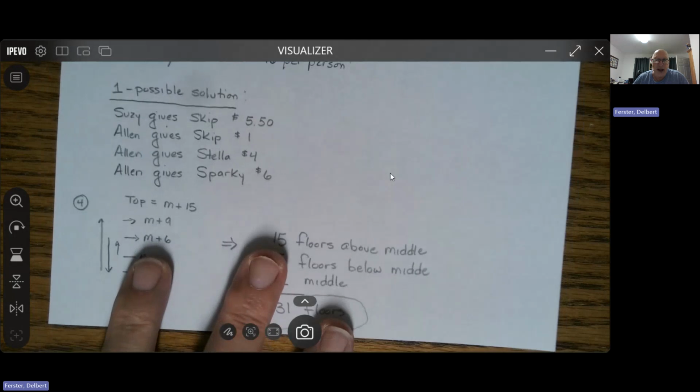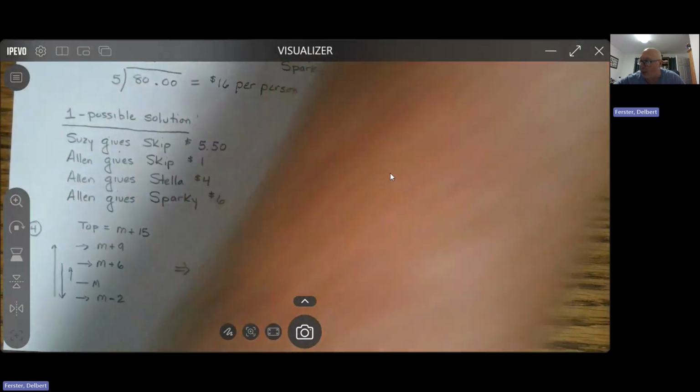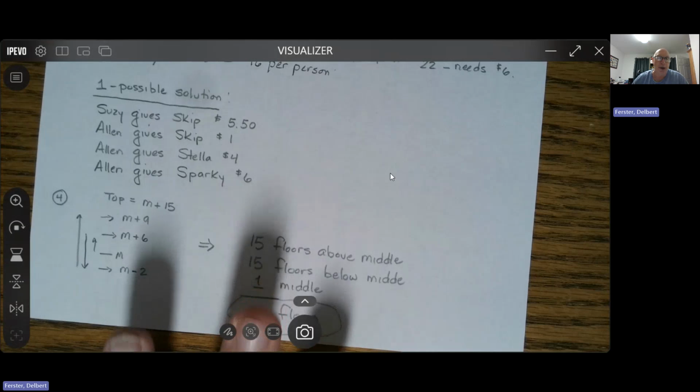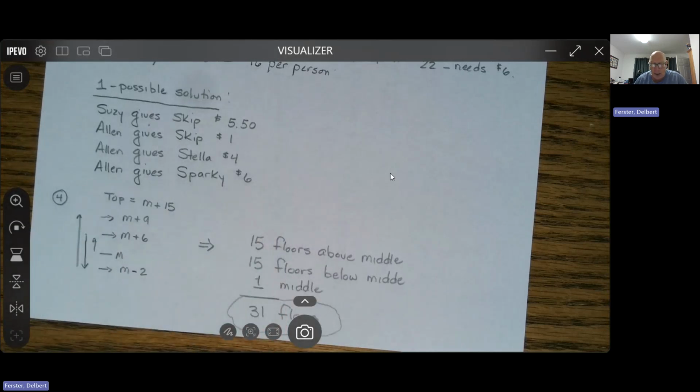All right, problem 4 is the elevator problem. Everybody loves elevator problems. Okay, so I started this at the middle floor, and we moved up 6 floors. That took us to middle plus 6. Then we moved down 8 floors. That took us to middle minus 2. And then we decided to move back up. Looks like 11 floors, and that took us to middle plus 9.